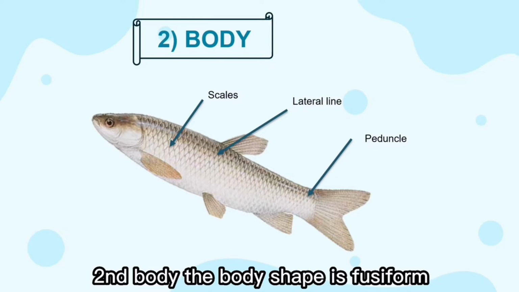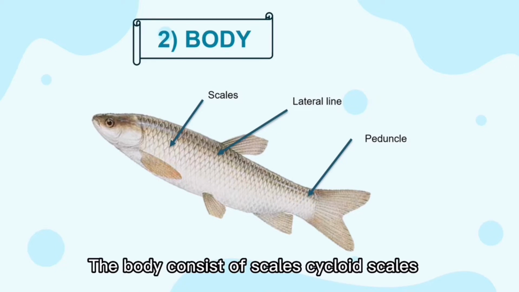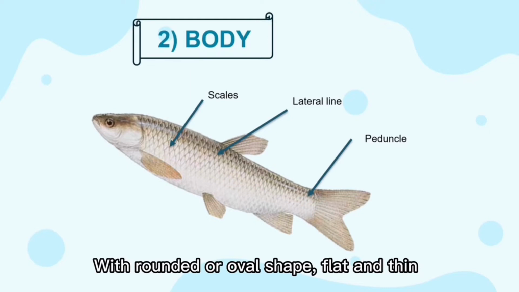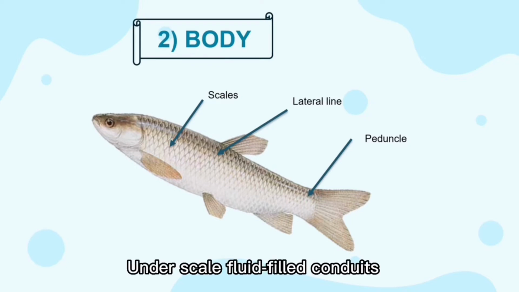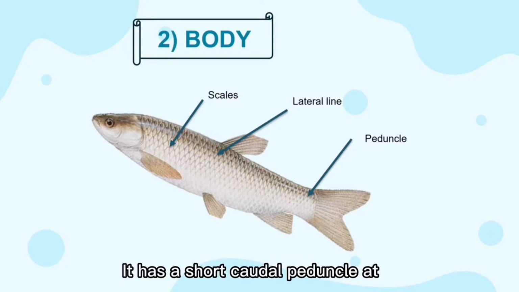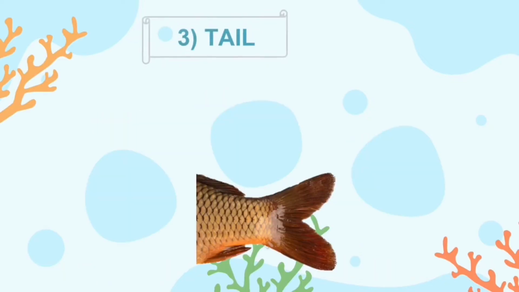Second, body. The body shape is fusiform, a streamlined torpedo shape. The body is covered with cycloid scales, with a rounded or oval shape, flat and thin. Next, the lateral line, under the scales, fluid-filled conduits. Lastly, the peduncle. It has a short caudal peduncle, the narrow part of the fish body to which the tail fin is attached.